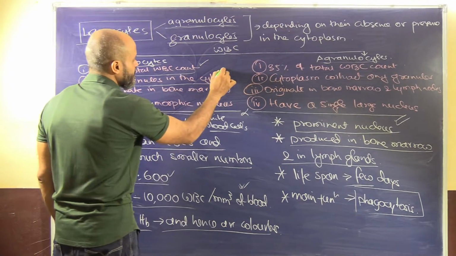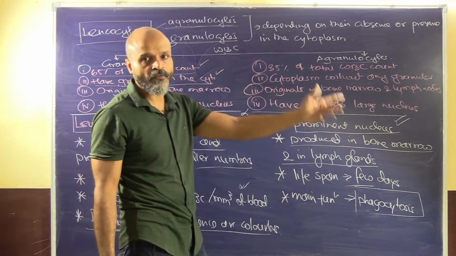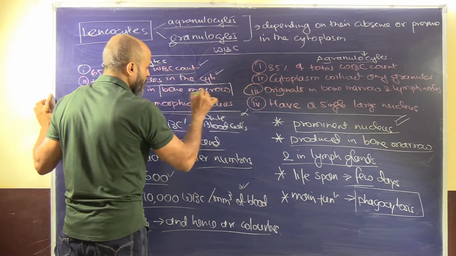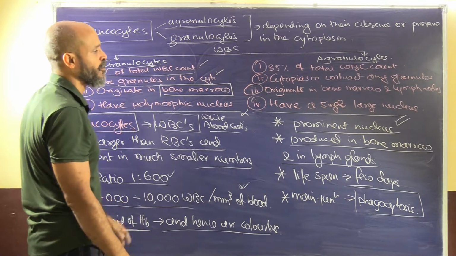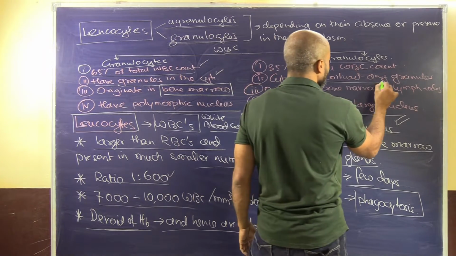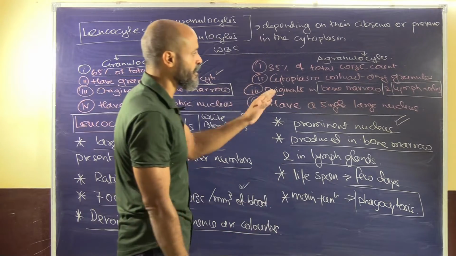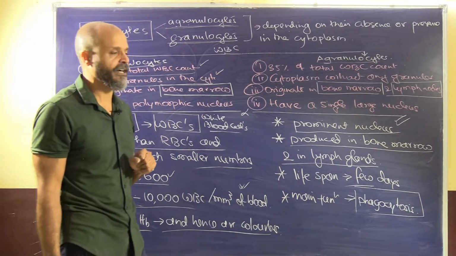Granulocytes have granules in the cytoplasm. Agranulocytes obviously have a cytoplasm without the granules. Granulocytes originate in the bone marrow. Agranulocytes are produced in the bone marrow as well as in the lymph nodes, that is, both in the bone marrow and the lymphatic system.